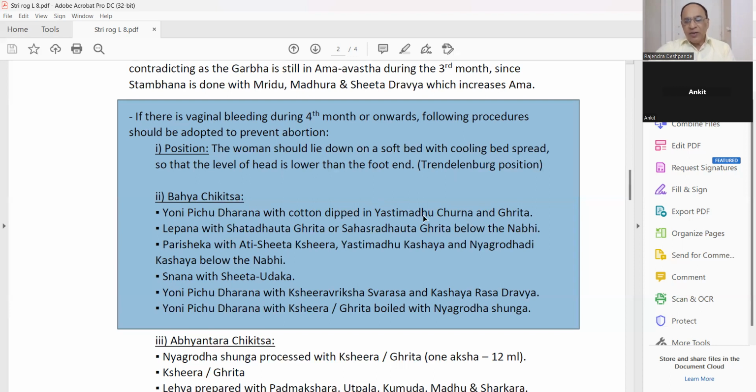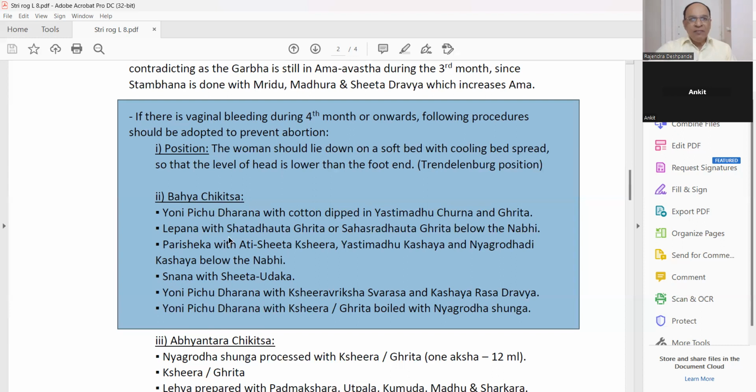Please write down this word. Yashti Madhu. Very important. Easily available. Licorice. Jeshta Madhu. Yashti Madhu. Jeshta Madhu. Licorice. English word. Licorice.